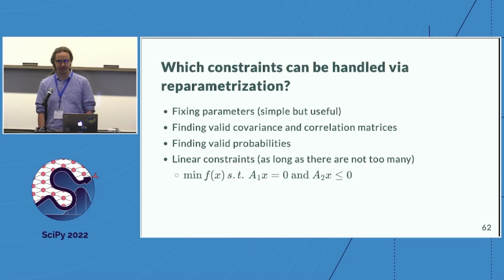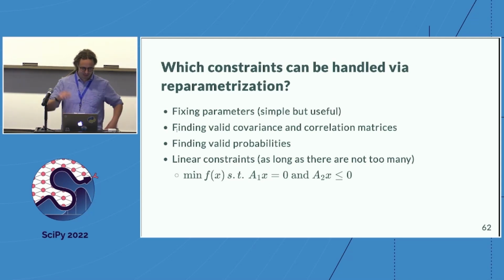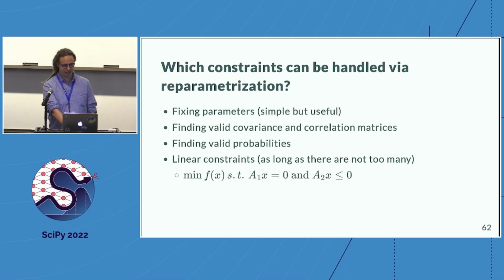So which constraints can we handle that way? The most simple one that doesn't even count as a constraint is fixing parameters, then finding valid covariance matrices or correlation matrices, finding probabilities, but also general linear constraints can be implemented that way, as long as you don't have too many. So you cannot have more constraints than involved parameters. Otherwise, some rank condition is not fulfilled. And if you want to read up on how this is implemented, we have a long section in the documentation in the explanation section. But actually, the goal was that you don't have to know how to use it, because we implemented it once.